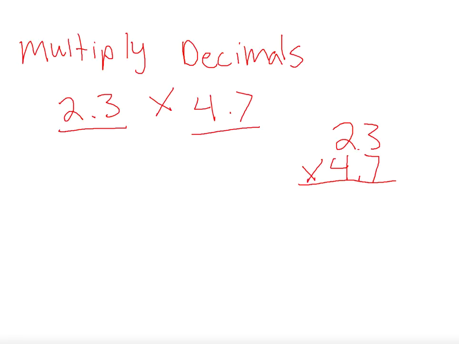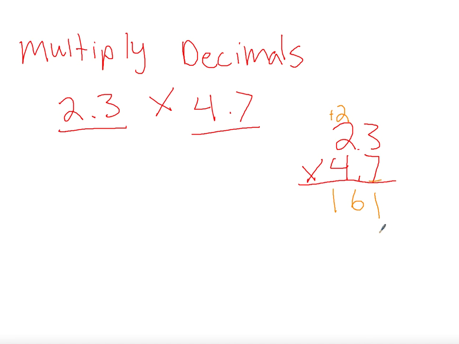Hold on, I'm going to grab a different color. Okay. We're going to start with the ones, okay? And we're going to go 7 times 3 is 21. I'm going to put my 1 down here, carry the 2. 7 times 2 is 14, plus these 2 right here, 14, 15, 16. I'm going to write 16.